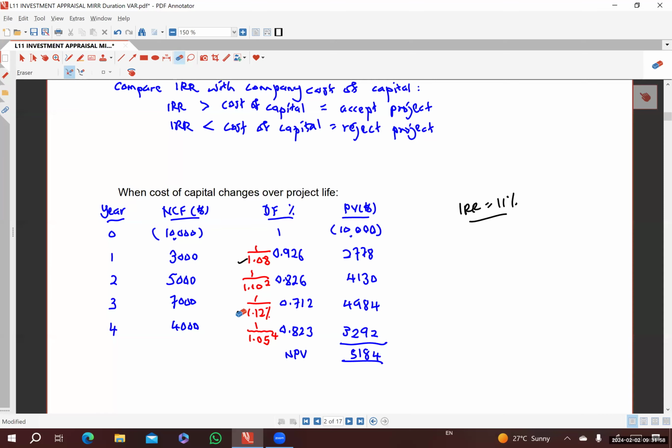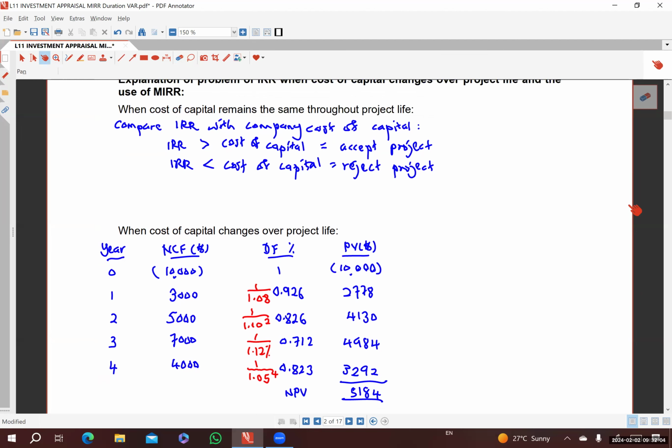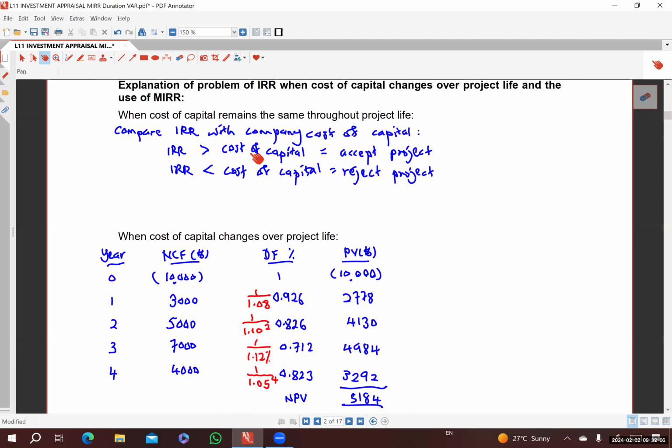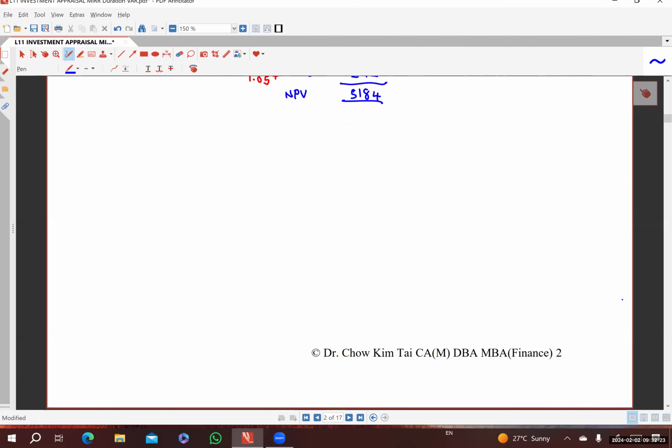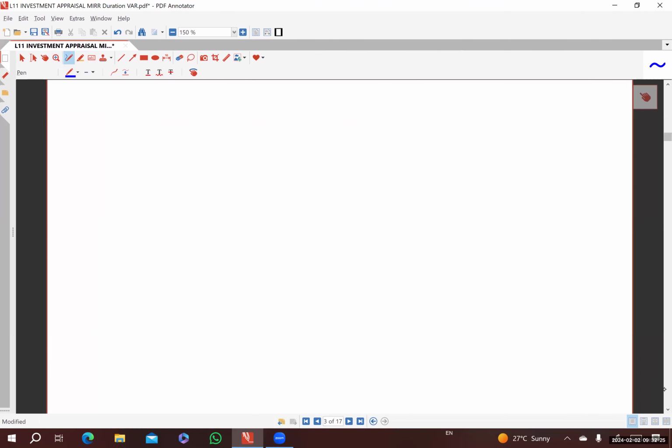So how do we overcome this problem? When the cost of capital changes, you cannot really compare IRR with the cost of capital. So how do we overcome the problem? That is where the use of MIRR comes in. So what is MIRR, and how does it deal with the problem?